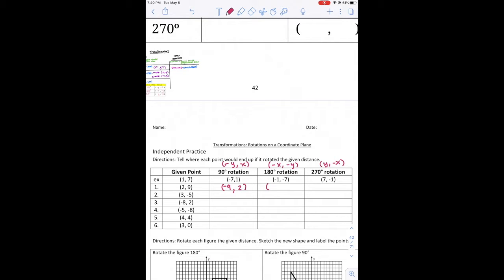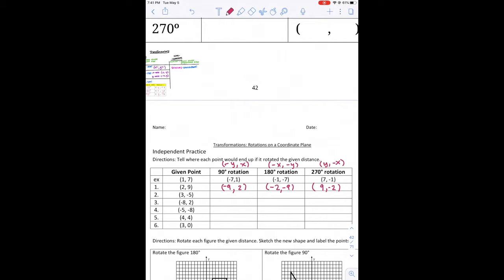For 180 degrees, you keep them in the same spot, but you have to make them both opposites. And for 270 degrees, you flip them, and then whatever was x before, which is 2, has to become the opposite now. So (2, 9) would end up in these 3 different locations if we were to perform the 3 different rotations on it. Can you pause the video and try number 2? Come back when you're ready to go over it.